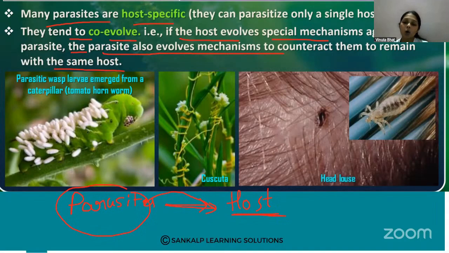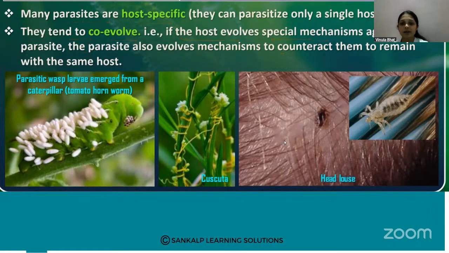If the host is developing some characteristics to remove the parasite, then the parasite is also developing some characteristics to survive in that condition. Okay, the changes that occurred in the host condition. So that is the example for co-evolution. Both are developing some characteristics to avoid the parasites and to live in the host here.